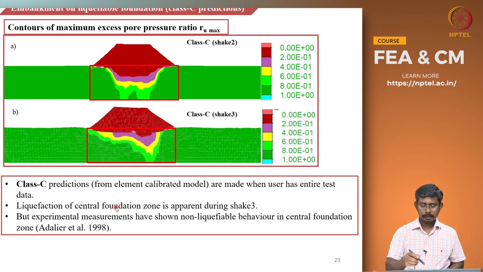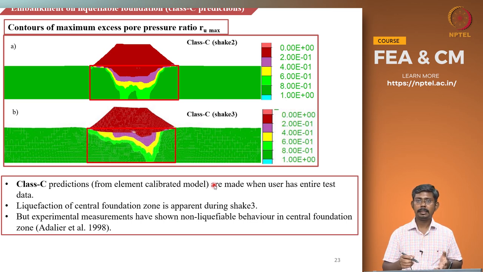So here this is reported as class C prediction. This prediction is undertaken when the experimental data is already available to the modeler, so it is categorized as a class C simulation.